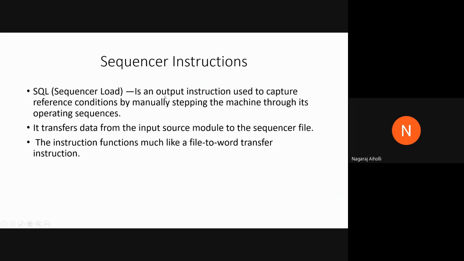Sequencer load, SQL, is an output instruction used to capture the reference conditions. The machine goes through operating sequences. To capture one of those operating sequences, the command that is used is sequencer load. This SQL is used to load the sequence file from the input source module. It transfers the data, or loads the data, into the sequence file from the input source. That loading operation is done by the SQL command, that is, the sequencer load command.